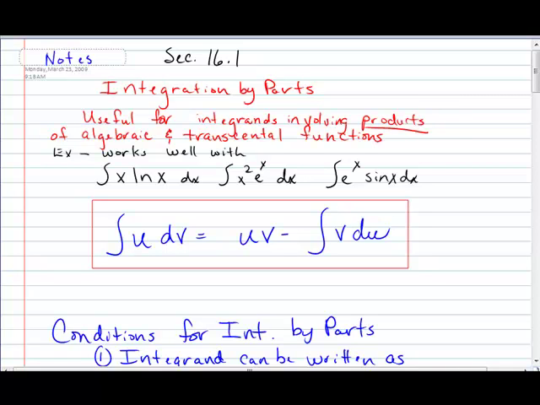All right, this is section 16.1 and it's titled Integration by Parts. We've been doing some other things, but now we're going to do integration by parts. It's useful when the thing that you're supposed to be integrating has products of algebraic and transcendental functions. So transcendental might be the logarithmic, the e to the x, or the trig.